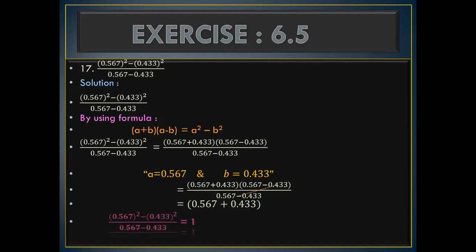Now you see that in the numerator and in the denominator, one term is the same. So we cancel that term, and the remaining term will be 0.567 plus 0.433. When we add them, we got 1. And again, you can verify your answer by the calculator. You directly put the values. When you simplify them, you got your answer 1. But it is necessary that you will do all the steps in the solution. No need to do the question directly with the calculator because no number will be given to you.